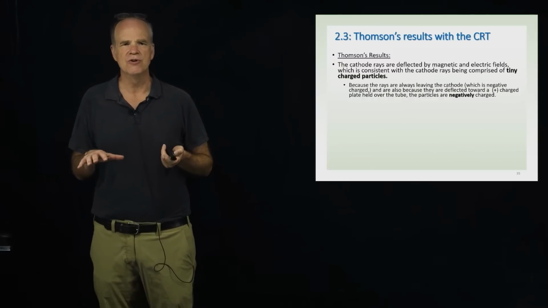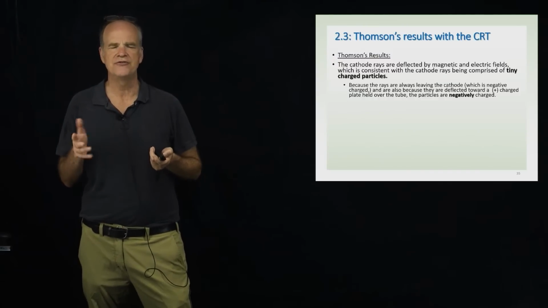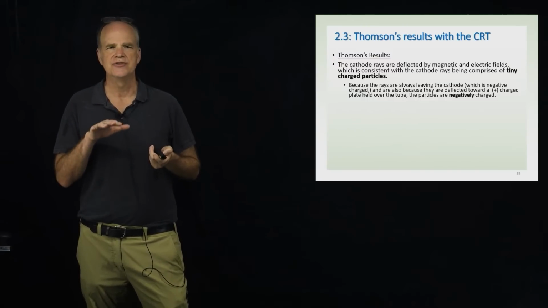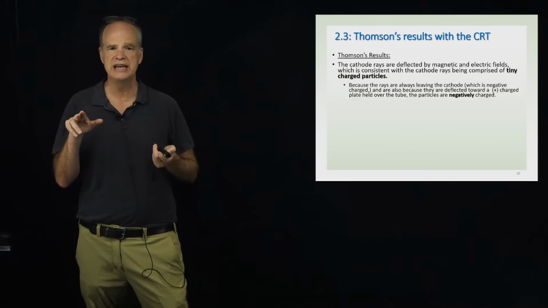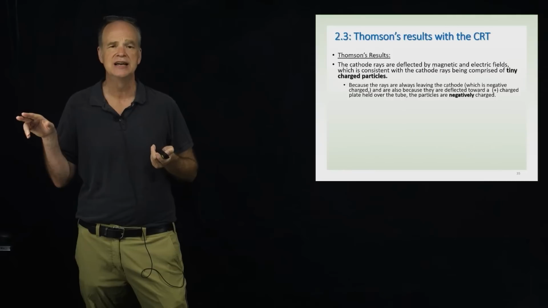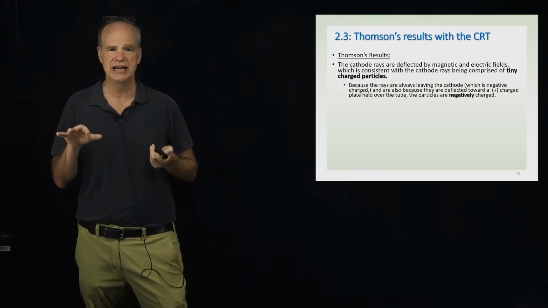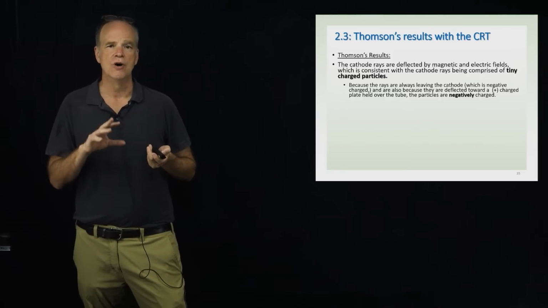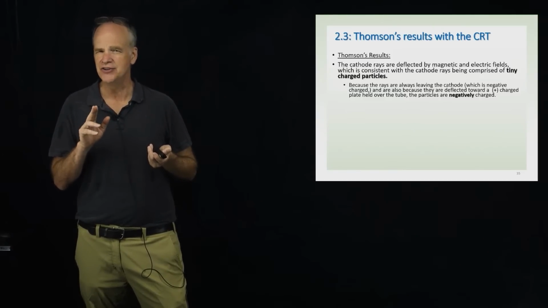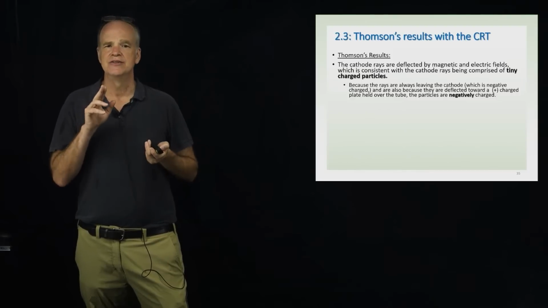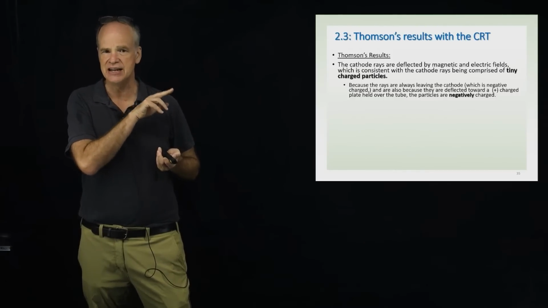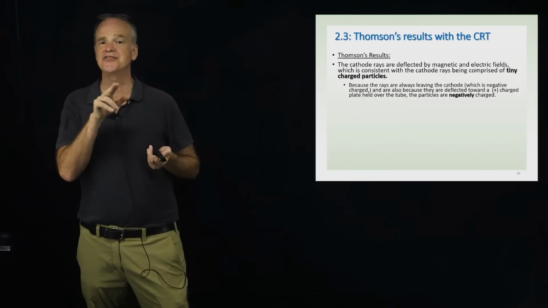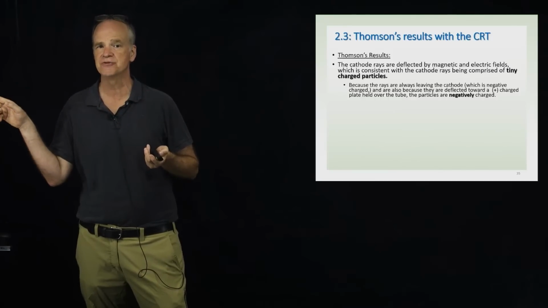Very importantly, there were several facts that indicated that those particles leaving the cathode, going through the anode and striking the fluorescent screen, were particles of a negative charge. So what are the facts that indicated that? One fact is that these particles didn't so much leave the anode and go to the cathode. Instead, they left the negatively charged cathode and passed through the anode to hit the fluorescent screen.